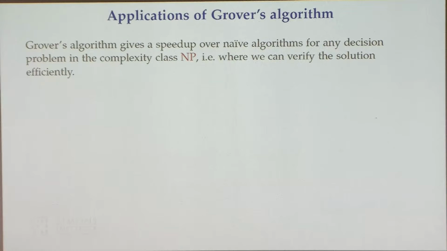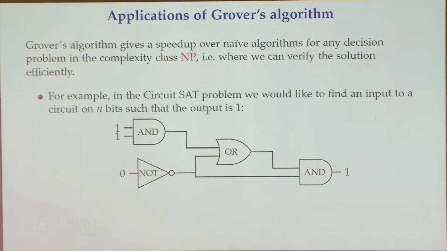And people often wonder, does this actually give us something which is practically relevant? I mean, this seems like a very abstract problem. Unstructured search seems like a very naive classical algorithm. Are there cases where we could genuinely expect to use Grover's algorithm to see an advantage? We can apply Grover's algorithm whenever we have a problem where we can verify the solution efficiently, so if there's any problem in NP.